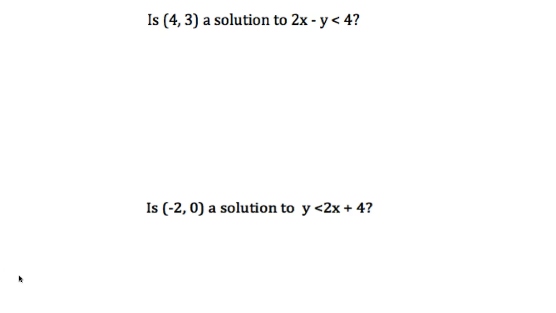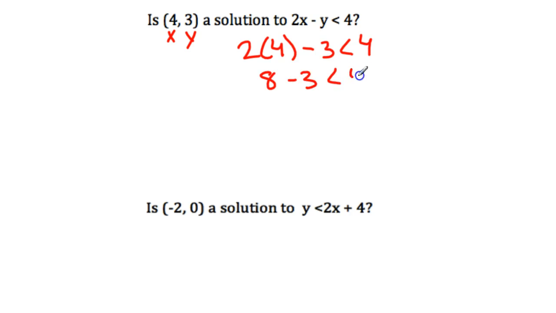Just like in the previous videos, we're going to take stuff that we already know and put it all together. The first one says, is (4, 3) a solution to 2x minus y is less than 4? I know that the 4 is an x, and the 3 is a y, so I'm going to substitute these numbers into this inequality. So 2 times 4, minus 3, is less than 4. Now 2 times 4 is 8, minus 3 is less than 4.